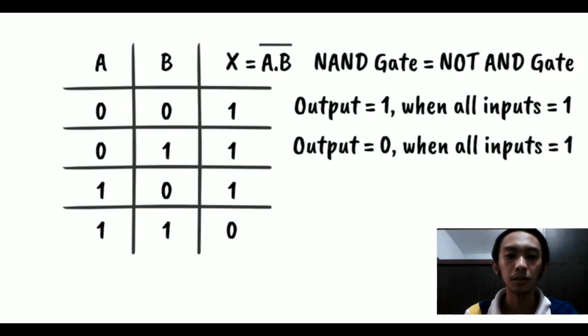NAND gate actually means NOT AND gate, which means the output of this gate is just the reverse of that of a similar AND gate. We know that the output of an AND gate is only high or 1 when all inputs are high or 1. In the case of the NAND gate, the case is just opposite. The output is only low or 0 when all inputs of the gate are 1.